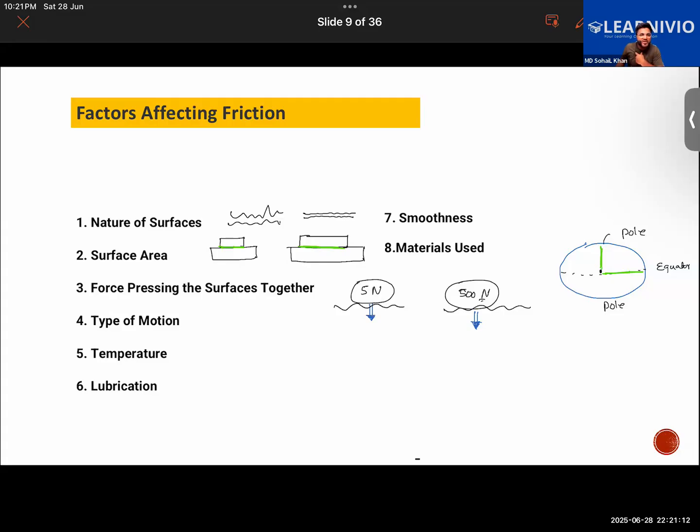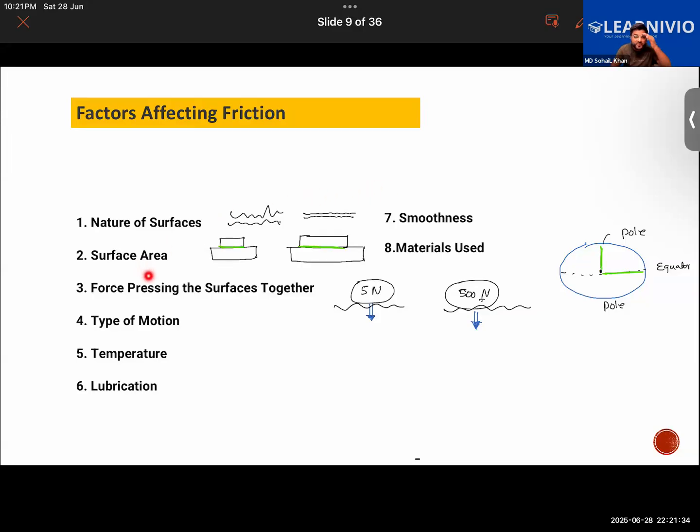Or to make it even simpler, just understand this. A heavier object is placed, and you have a lighter object. Obviously it will be difficult to push the heavier object because it is pressing the earth with more force.